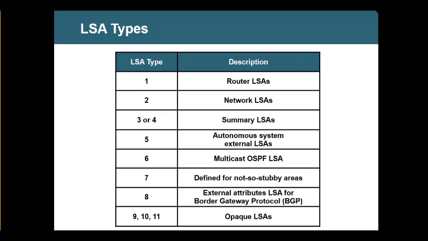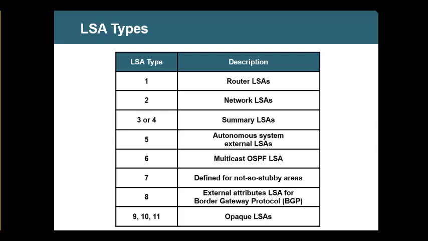stubby area LSA, 8 external attribute LSA for border gateway protocol. See, BGP is what our next topic is going to be. There you will see BGP sending attributes. So if you wish to carry such attributes in OSPF for some reason, then you need this. And then there are LSA 9, 10 and 11, meant for IPv6, for segment routing and so on.